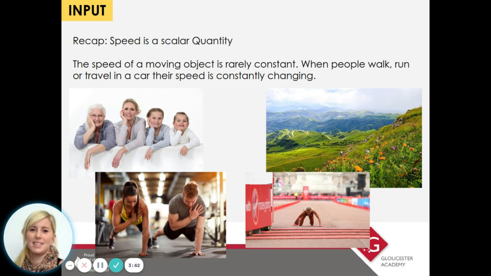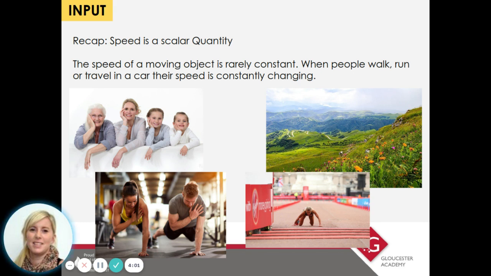As soon as you change it to 30 meters per second north or upwards or to the left and you add a direction, it becomes a velocity. So speed is a scalar quantity. It has a size or a magnitude, but it does not have a direction. And it's important to know that the speed of a moving object is rarely constant.